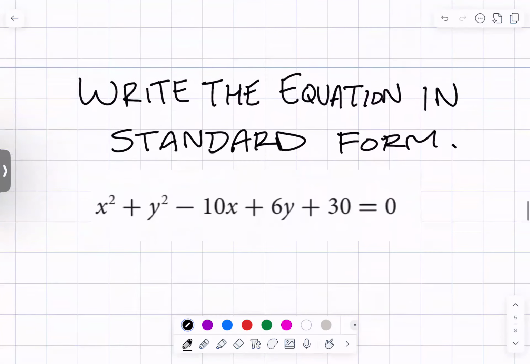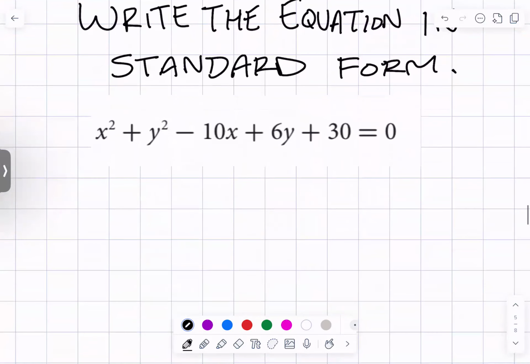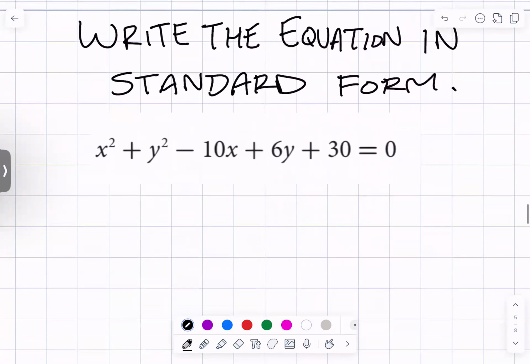So that was level 2. This is now level 3. Write the equation in standard form. This one, there's a bunch of x's and there's a bunch of y's, right? And now for this one, we need that skill that we learned previously of completing the square. Okay? So with that in mind, what I'm going to do is gather up my x's, so my x squared and my -10x. I'm going to gather them here.